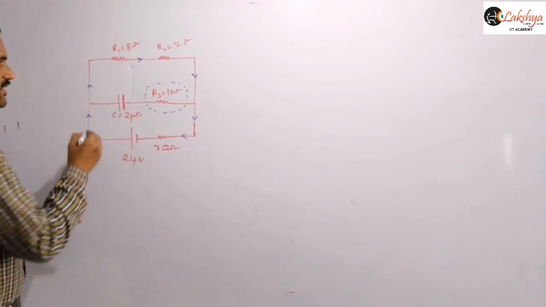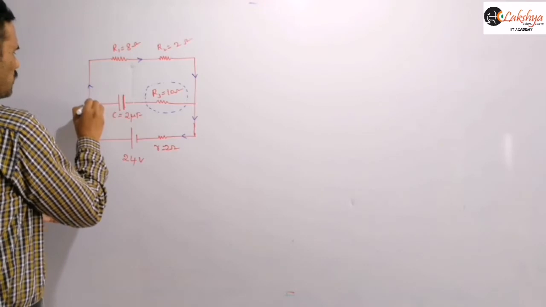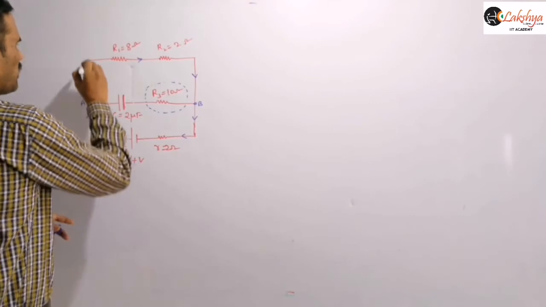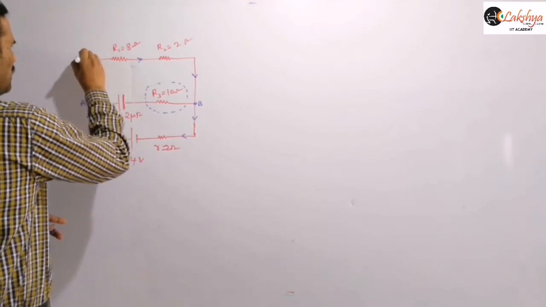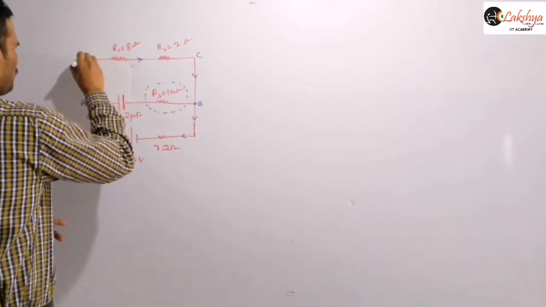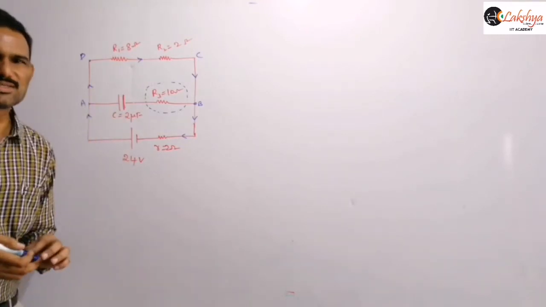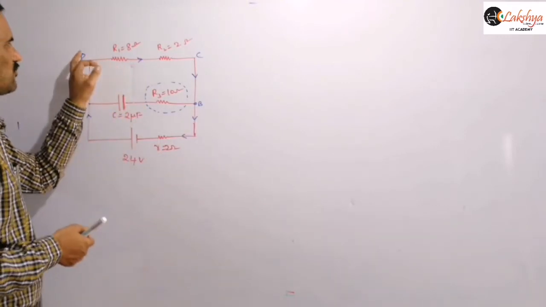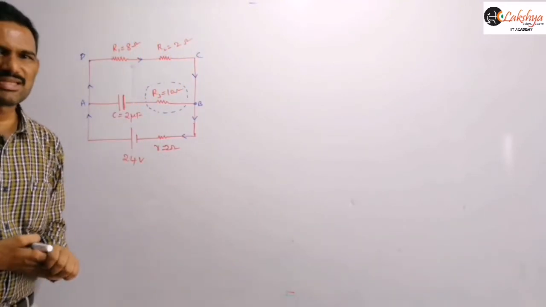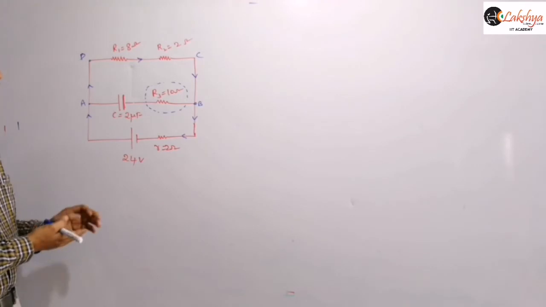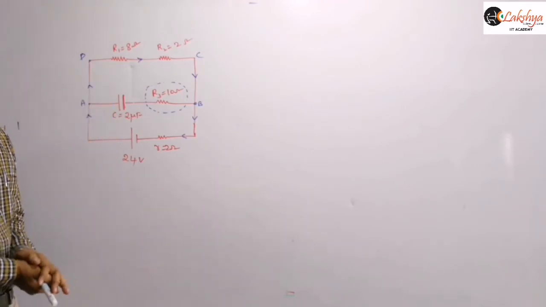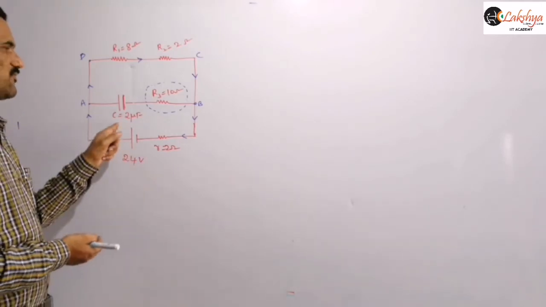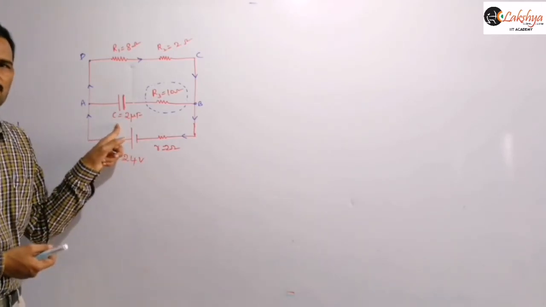But here what we can write is, suppose I am naming this point as AB, and this point as, suppose I am taking it as some CD. So once this capacitor is fully charged, the potential difference across this AB must be equal to the potential difference across this CD, right? Because those two are in parallel.